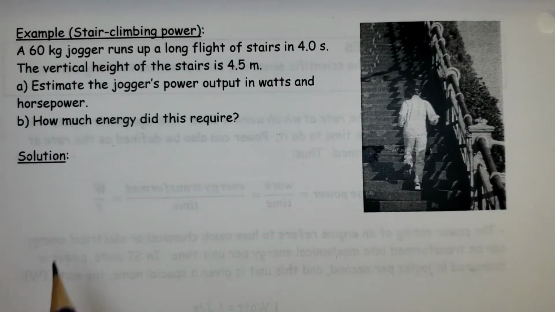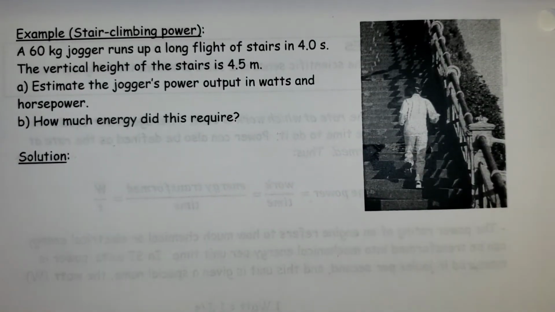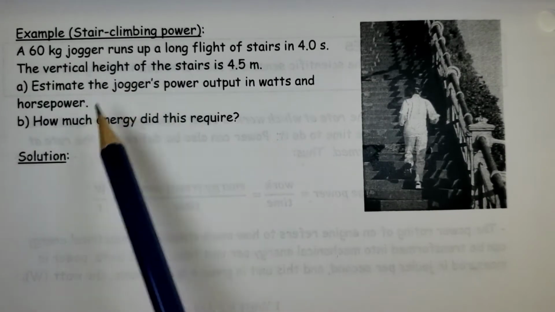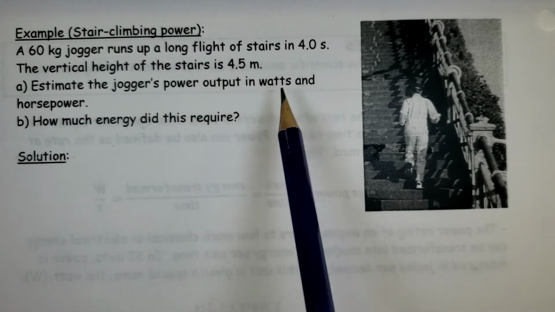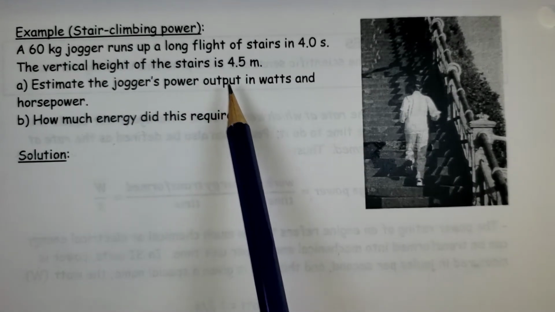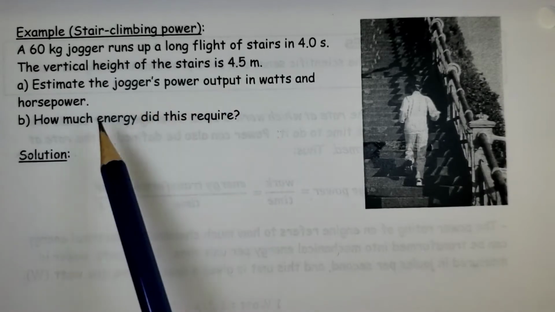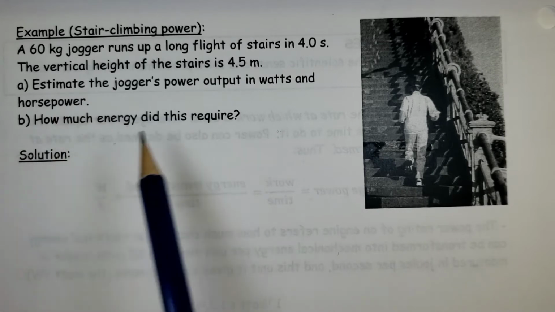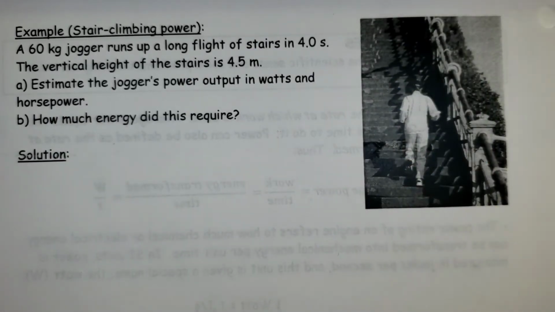Okay, on the next slide, there's an example here doing just that. A 60 kg jogger runs up a flight of stairs in 4 seconds. The vertical height of the stairs is 4.5 meters. Estimate the jogger's power output in watts, then in horsepower, and then how much energy did this require.